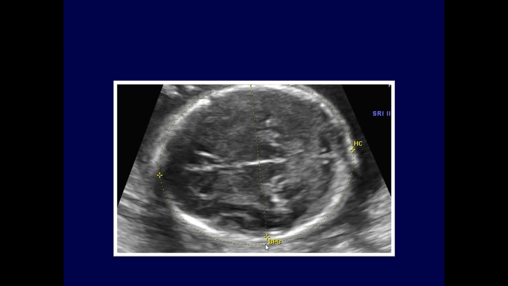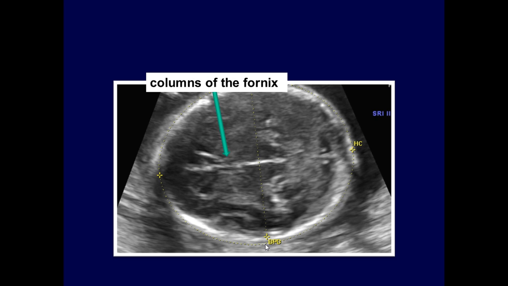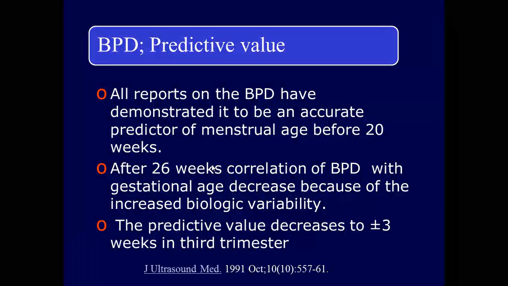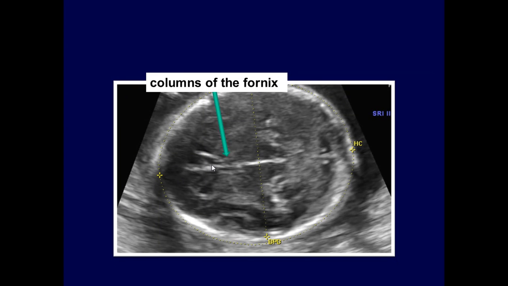Look at this image. Is this the cavum septum lucidum? No. These are the columns of the fornix, many times mistakenly identified as the cavum septum lucidum. The paired columns of the fornix are located just inferior to the cavum septum lucidum. The hyperechoic line represents reflections from the medial walls of the lateral ventricles, whereas the central echogenic line likely represents the interface between the columns of the fornix. But the columns of the fornix and thalami are still the accurate level for the BPD and head circumference measurement.